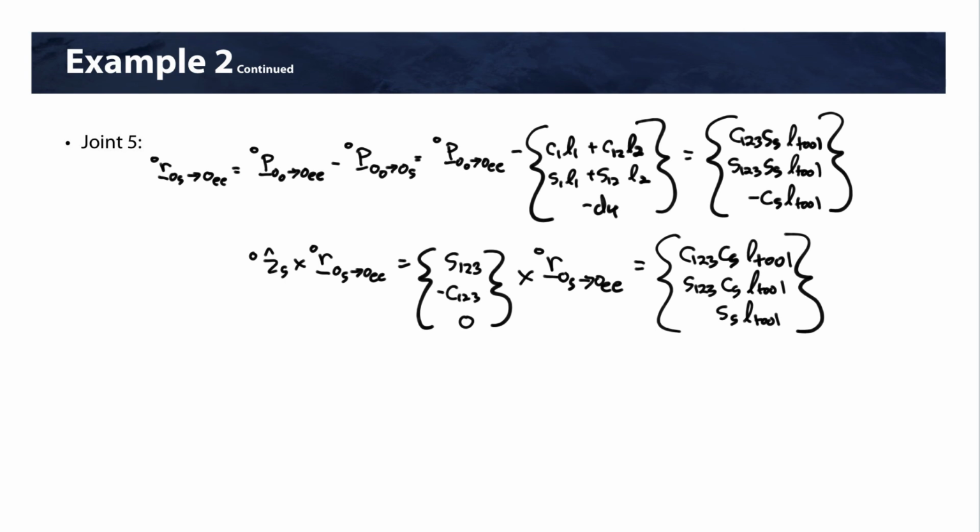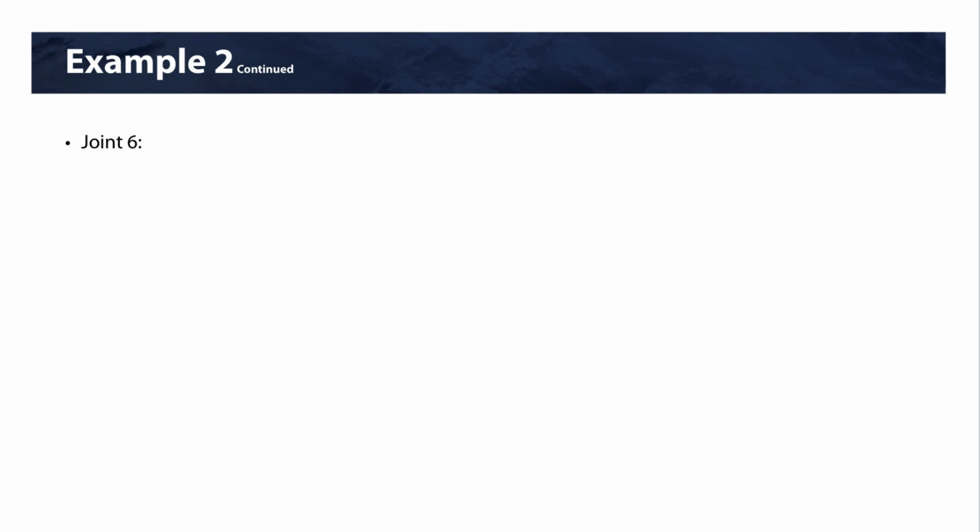And now we need one more joint, joint 6. It's our revolute joint as well. So R06 to the end effector frame. It's going to be P0 from the base frame to the end effector frame minus P from the base frame to frame 6. Well, these are the same vector because our end effector frame is frame 6 for this example. So this product will be 0.